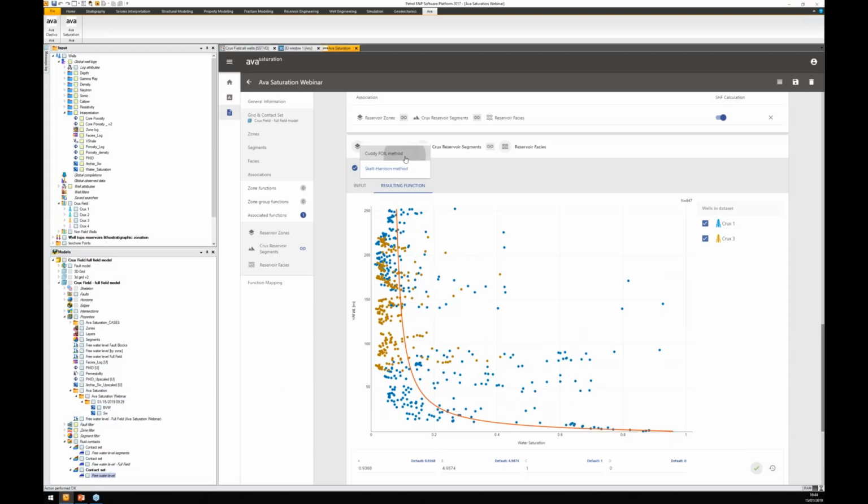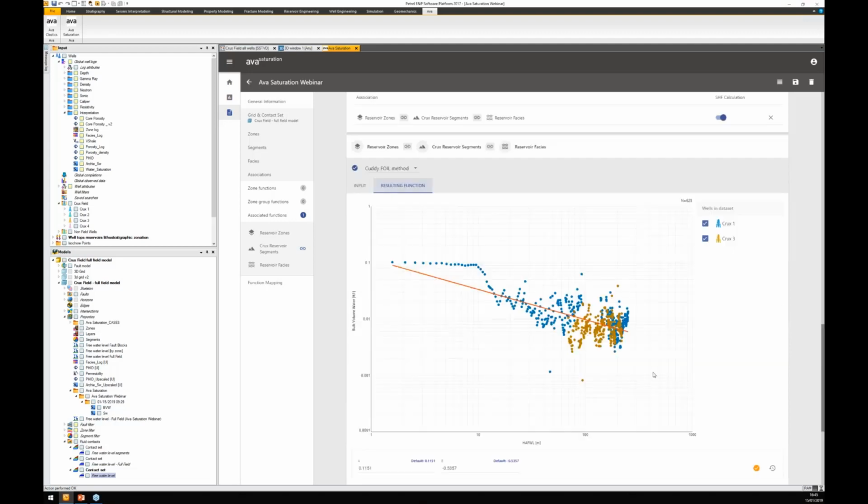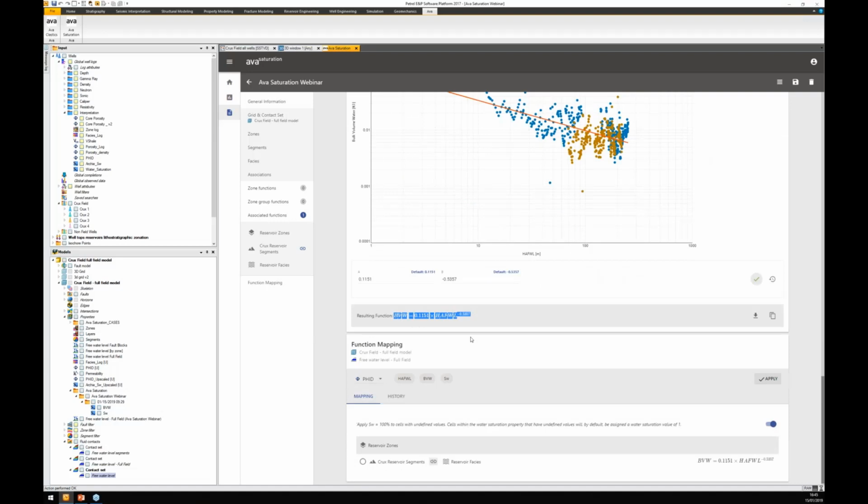So let's go to the FOIL function. What I've done already is create a height function from the upscale data. So I'll just create one using the wireline data, and then we can take a look at the impact or the difference between those two functions. So just click resulting function again. I've got the FOIL cross plot. Same process as Skelt-Harrison. If we want to shift the line around, we can do so just by editing the regression constants. And once we've accepted these regression constants, that means we've got our saturation height function, which you can see here highlighted in blue. That's now ready to apply to the model.